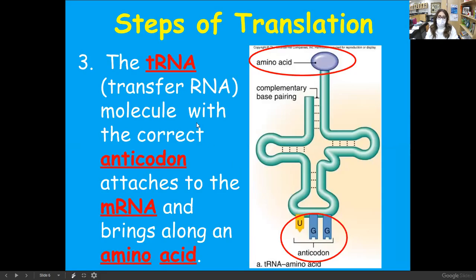The tRNAs are going to come in and they're going to bind to your codons. And again, I keep saying codon and I assume that you guys know what that means because that was a part of your vocabulary.